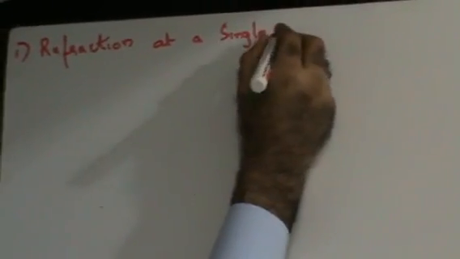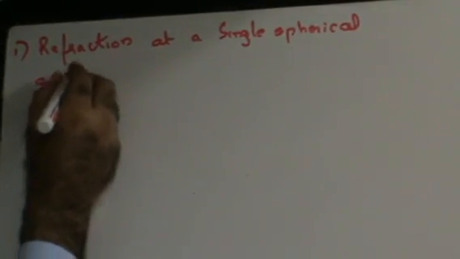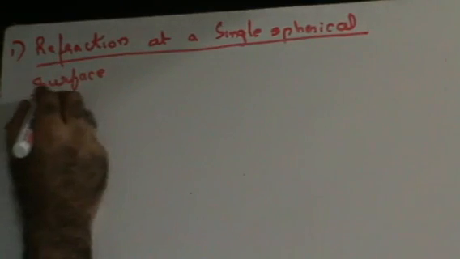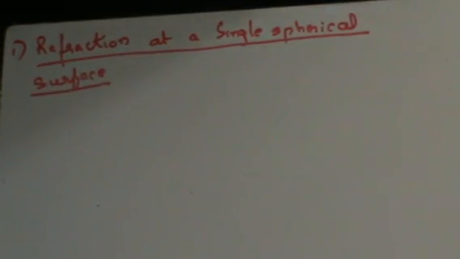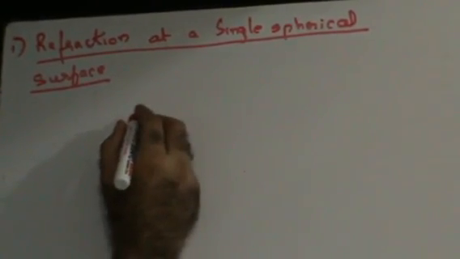Let's try to see refraction through a spherical surface. Let us try to see refraction at a single spherical surface. Now what we are going to do is take a section of a spherical surface.